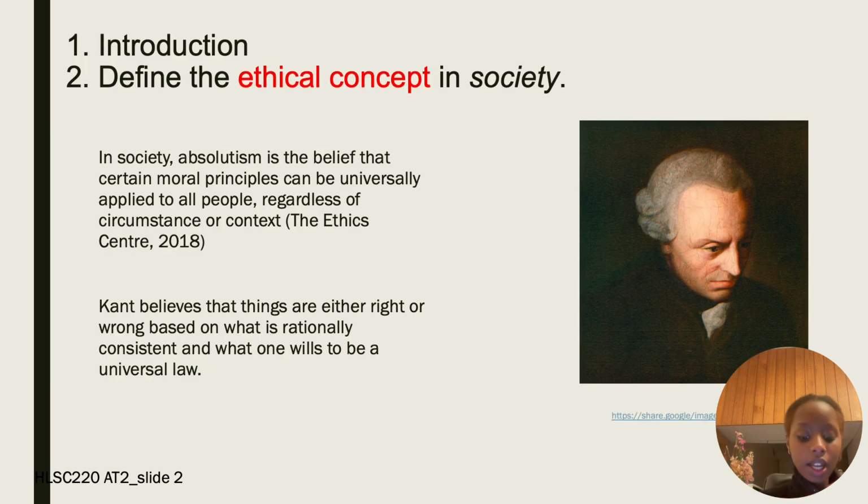So, in society, absolutism is the belief that certain moral principles can be universally applied to all people, regardless of circumstance or context. Immanuel Kant, who is a moral absolutist, believed in moral duties that applied at all times to all people. Kant believed that all things are either right or wrong based on what is rationally consistent and what one wills to be a universal law.